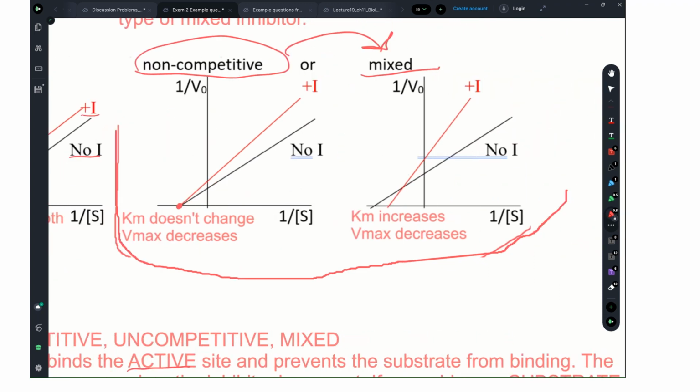And then when you have a normal mixed inhibitor, both the x and y intercepts change. The Km increases and the Vmax decreases.